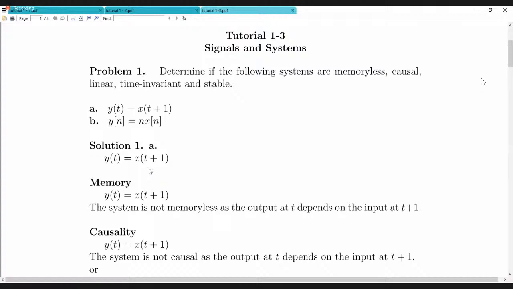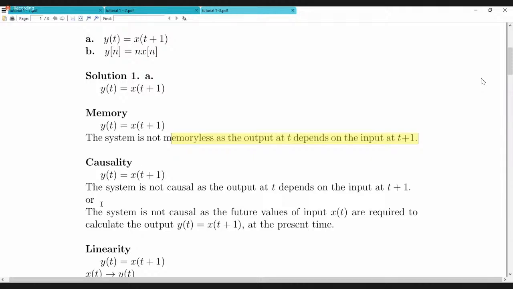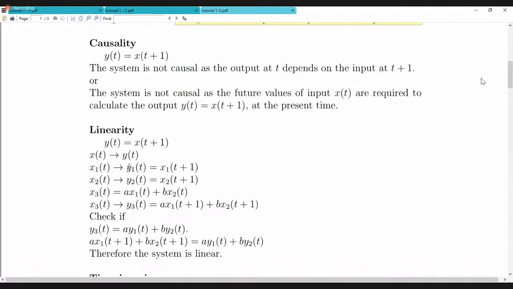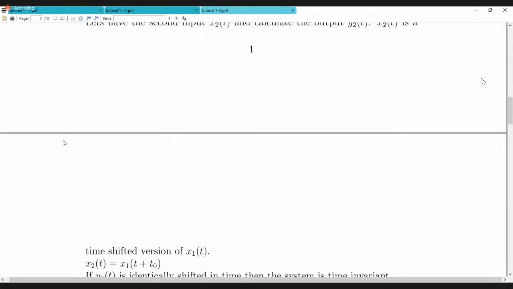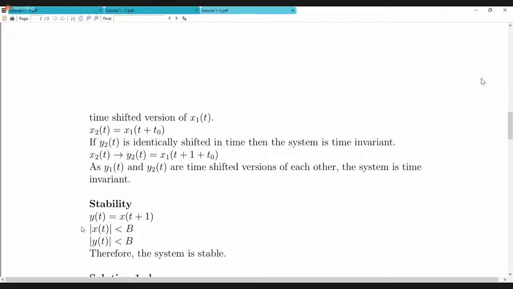So now over here, you have to say whether the system is memoryless or not, and try to write the answer like this one, causal or not. And it is very important that you explain your results. Linear, you take x1, you look at the output. You take x2, you look at the output. You take x3, you look at the output. And then you calculate y3. If y3 is equal to a y1 of t plus b y2 of t, the system is linear, otherwise it is not linear. Similarly, time invariance, and similarly, you study for stability.